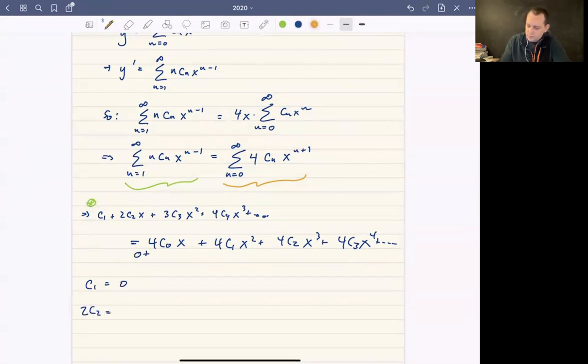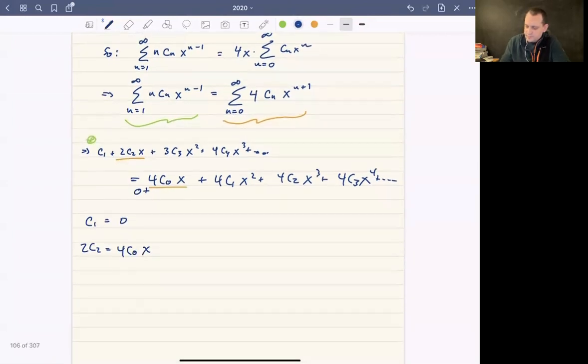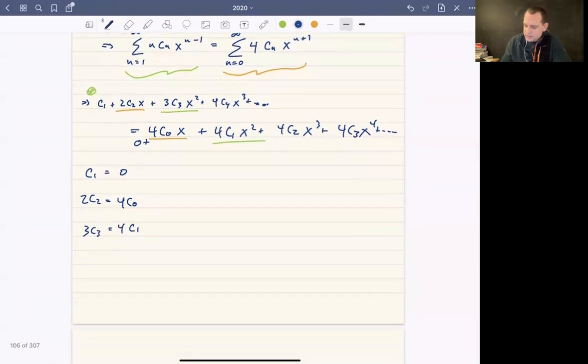2c2 we're going to equate to this linear term here. That's going to be 4c0. I'm sorry, no x. I'm just equating the constants here. And then 3c3 is going to be equal to 4c1. So 3c3 is 4c1, and so on. 4c4 is going to be equal to 4c2. And then we could figure out what's going to happen from here. We're going to need a constant again. So let's call c naught, let's call that A. And so c1 is going to be 0.